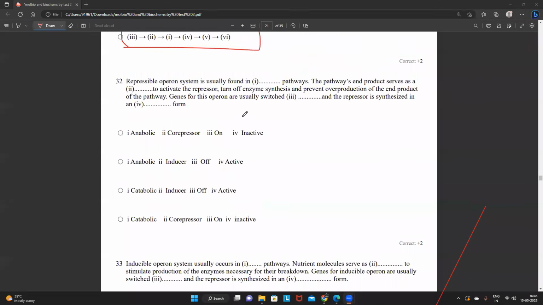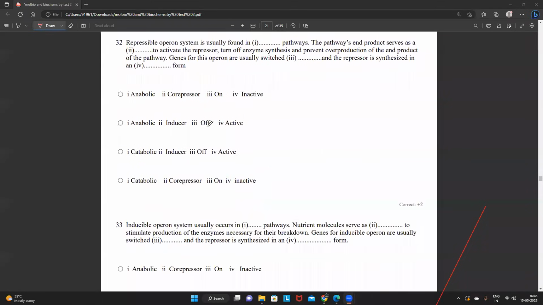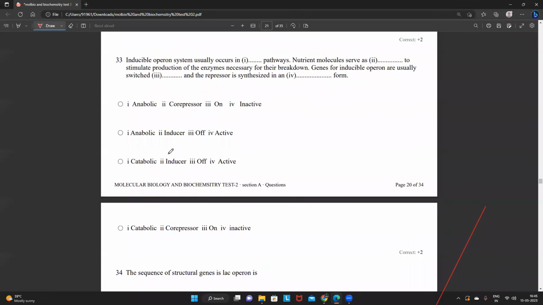Okay, next one. So this is also question number 32 and question number 33. 70% of the people have given the wrong answer for question number 32 and question number 33.